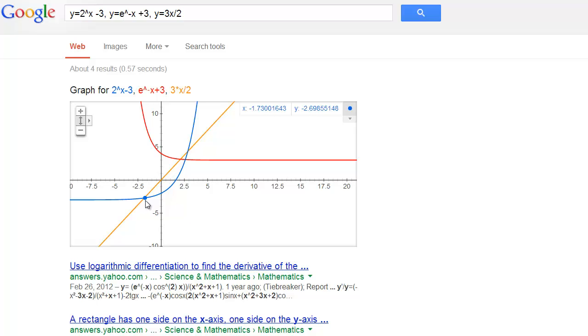Yes, minus 1.79. That is minus 1.8. And the other point is, remember, it's the blue graph, this graph with the line. And the other point is 2.9. It is 2.9. So these are the 2 points where they intersect.